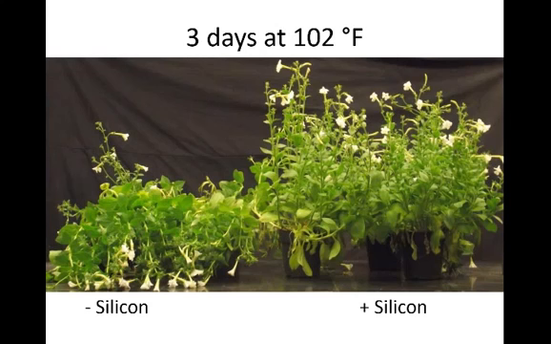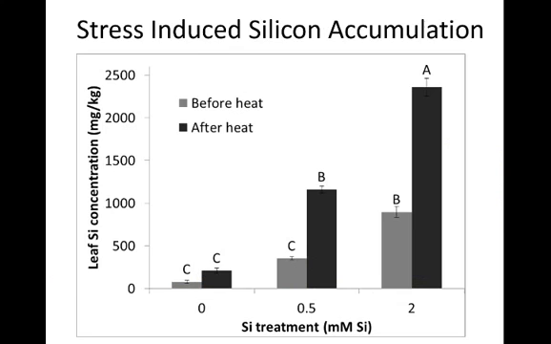And here's an example. So by 3 days after that 102 degrees Fahrenheit treatment, the plants were actually starting to acclimate to that heat stress. So they were starting to get used to it and actually didn't look as bad as they did after just 1 day of the stress response. But again, you'll notice those silicon-treated plants look much more visually appealing than those plants that did not have silicon.